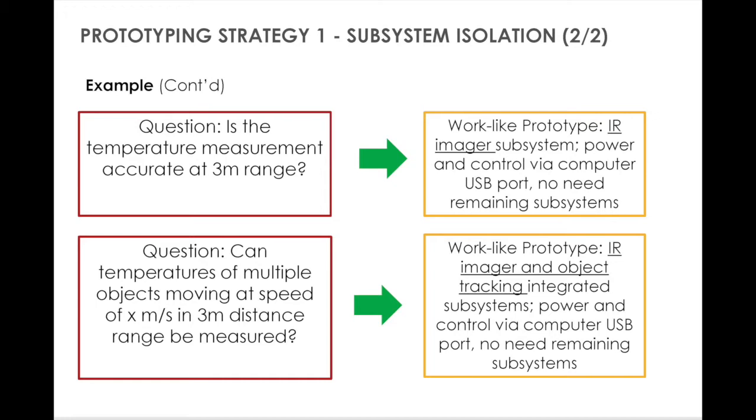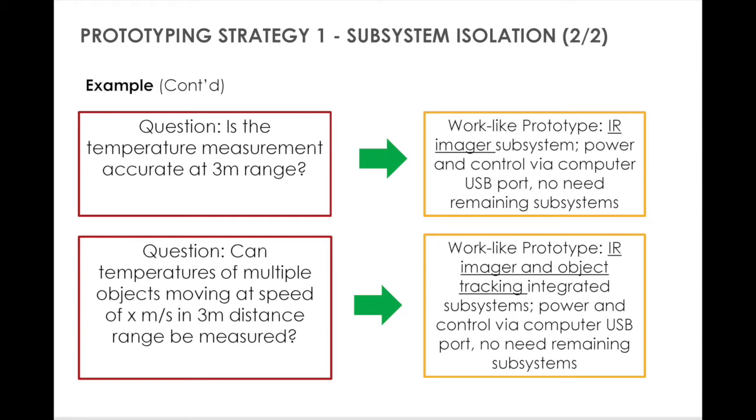The first question is the basic question that we have actually asked before. As this question only involves 2 functions delivered by 1 single subsystem, the proposed prototype will be a works-like prototype with the infrared imager subsystem. As you can see, we are leaving out the remaining subsystems as they are not relevant to the question that we want to ask. This will help us speed up our prototyping process.